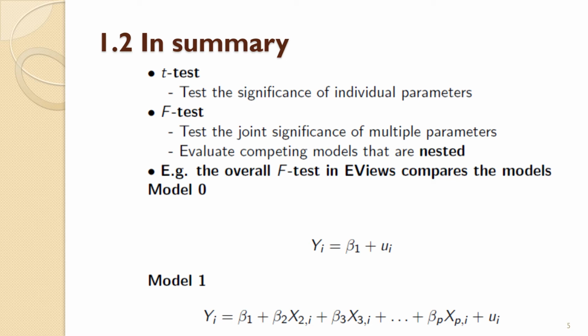T-test, individual parameters; F-test, multiple parameters. And the idea of the F-test also is that you are comparing competing models. For instance, beta 2 equals beta 3 equals 0. And the second equation at the bottom of the slide is that the first model there, model 0, sits inside model 1. The terminology is that these are nested models. So this is the test that is conducted automatically in R, and in EViews.